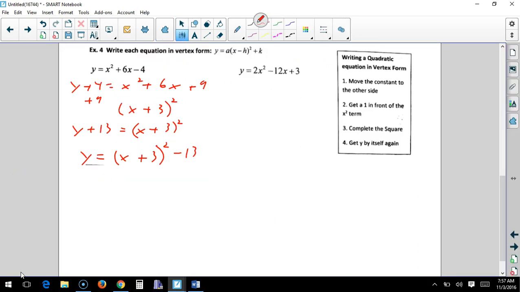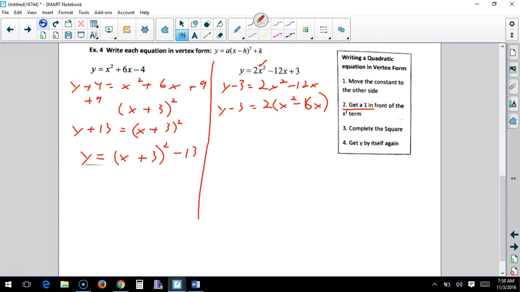Okay, this last one's a little bit tricky, and it's tricky because of this 2 right here. So we're going to start off the same way. We're going to move the 3 over, and we're going to have y minus 3 equals 2x squared minus 12x. Now what I'm going to do is, remember, it says you need a 1. So I'm going to actually pull the 2 out. Y minus 3 equals 2 times x squared minus 6x. Now what I'm going to do is I'm going to complete the square just on this part. I'm going to come down here for room. So y minus 3, I'm going to leave a space here for what I'm going to do next.